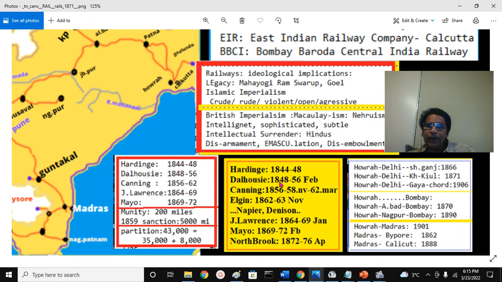We are not talking about that. Madras to Calicut, that is Beypore, was 1862. Madras to actual Calicut came with the 1888 extension.